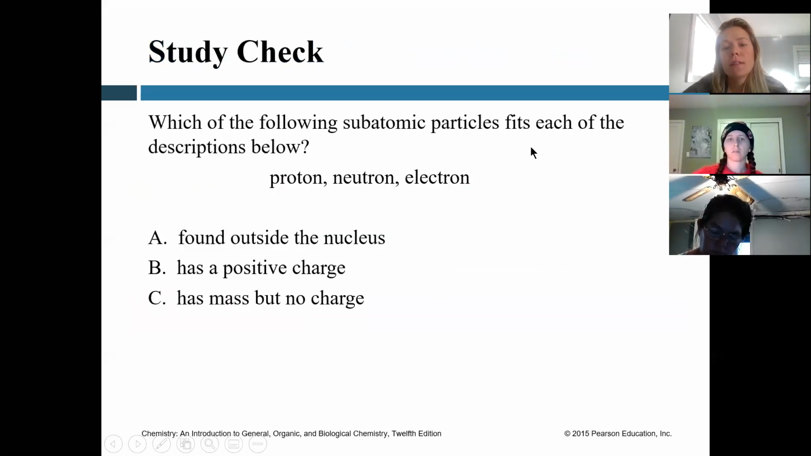All right, so which of the following subatomic particles fits the description below? It's found outside the nucleus. Only electrons are found outside the nucleus. Has a positive charge. Only protons are going to be positive. Has a mass, but has no charge. Neutrons.